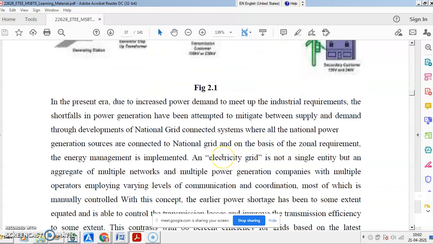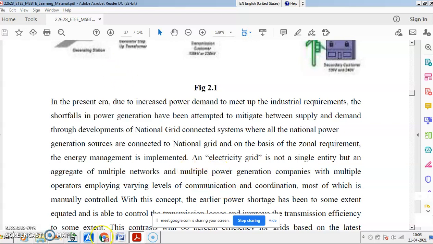Then what is a grid? As far as the present scenario is concerned, we have increased the power demand to meet industrial requirements. The shortfall of power generation has been mitigated between supply and demand through development of the national grid, where all national generating sources are connected to a national grid. On this basis, you may have a zonal requirement of energy management which is implemented.